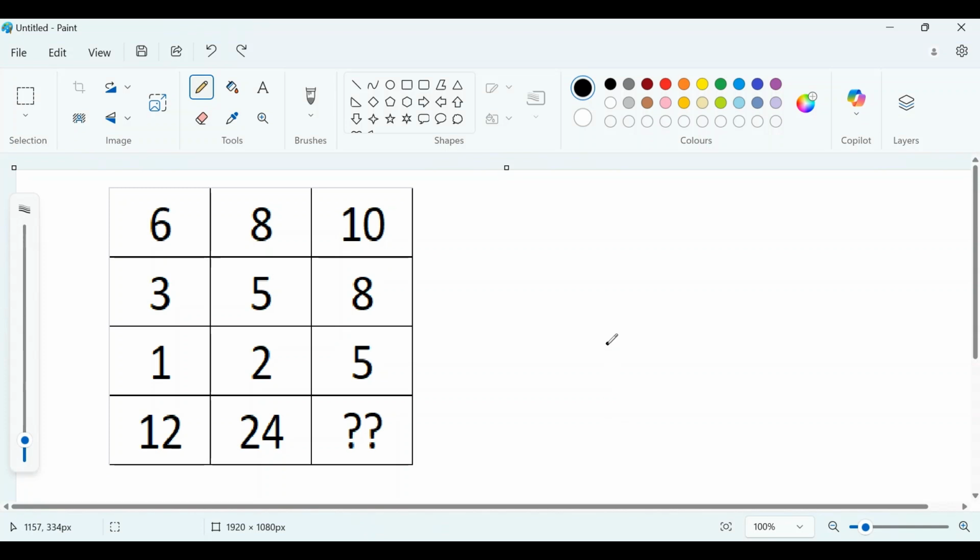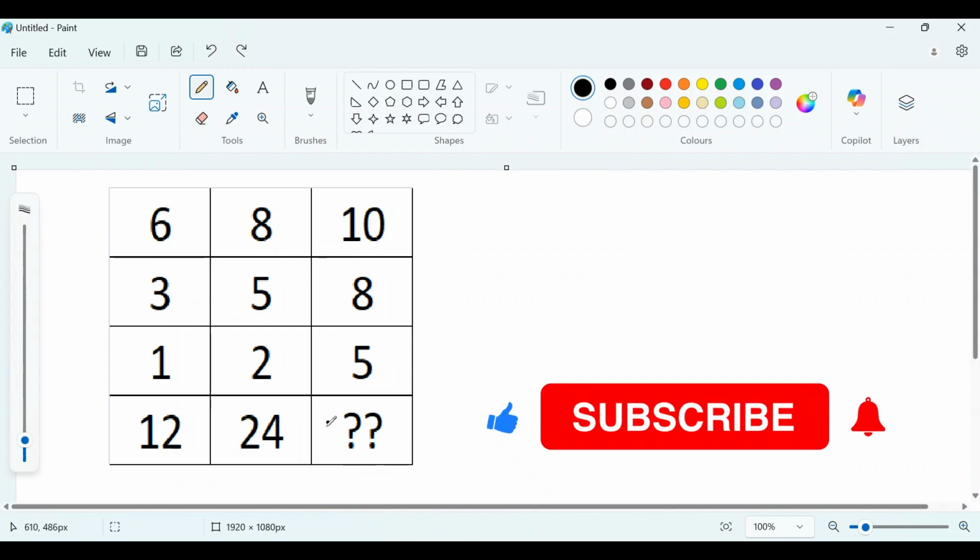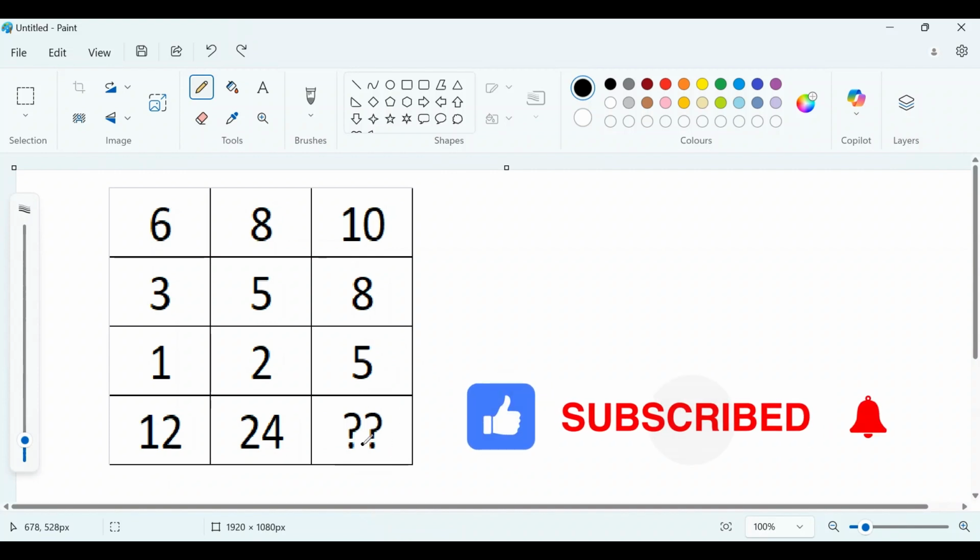So in this video, we are going to see what is the solution for this numerical puzzle. As you can see in the first row, 6, 8 and 10 are the three numbers. Similarly in the second row 3, 5, 8, in the third row 1, 2, 5, and in the last row 12, 24, and there is a question mark. So we need to identify what is the answer for this question mark.